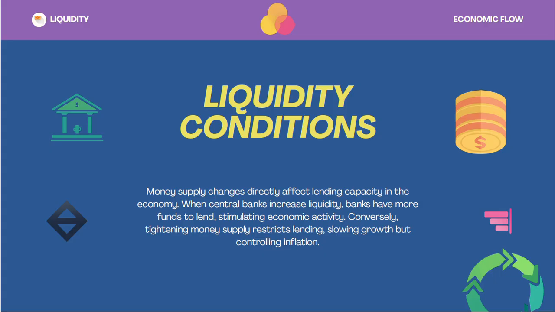Money supply changes directly affect lending capacity in the economy. When central banks increase liquidity, banks have more funds to lend, stimulating economic activity. Conversely, tightening the money supply restricts lending, slowing growth but controlling inflation.